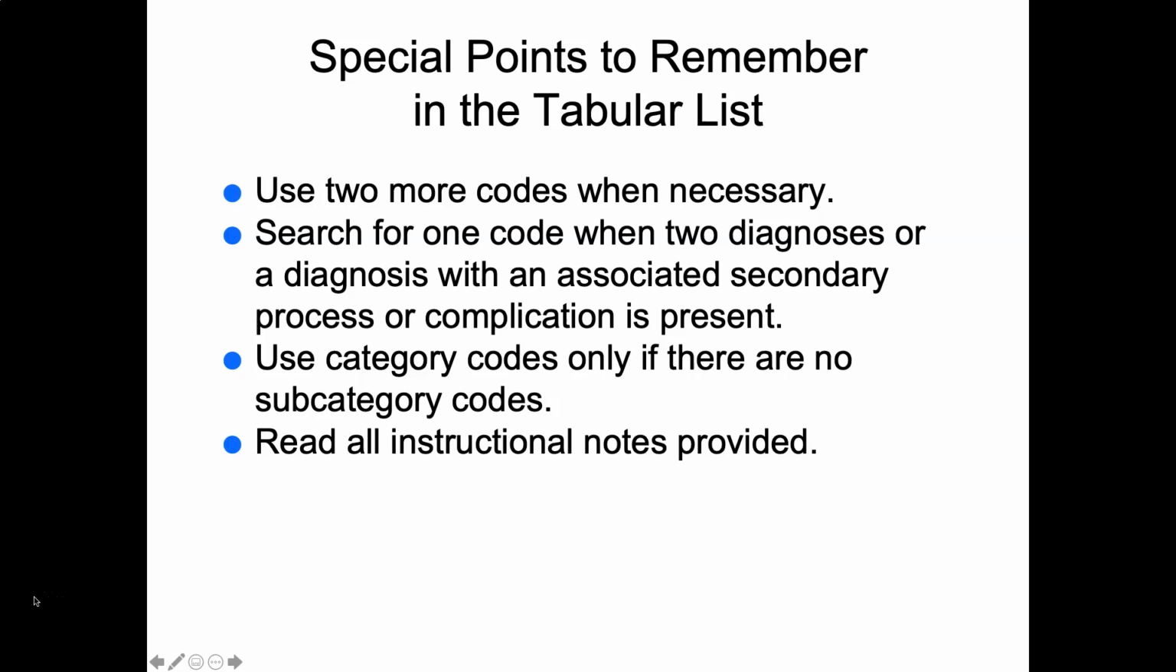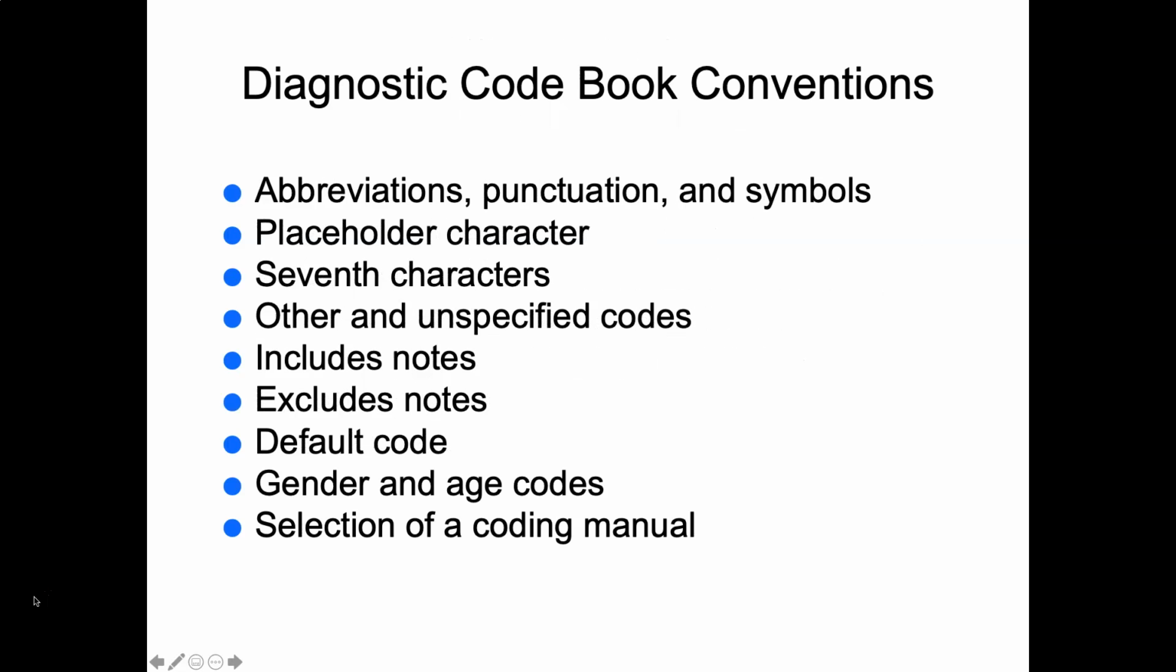And some things to know: you sometimes need to use 2 or more codes to describe what's going on with a patient. Sometimes 2 or more diagnoses will be included in one code. And you try to get to the most specific code that you can based on the documentation in the chart. It's important to read all instructional notes. These are just code book conventions, and I actually walk you through all of those in the other video.